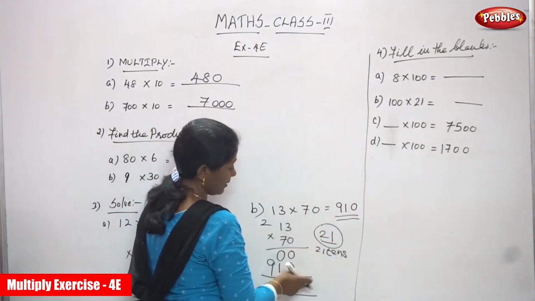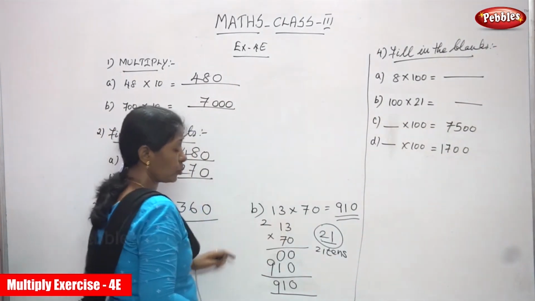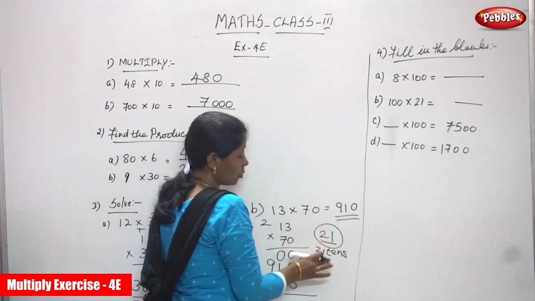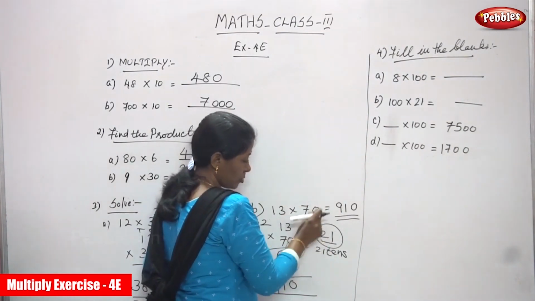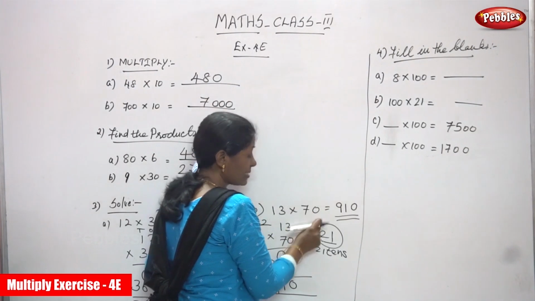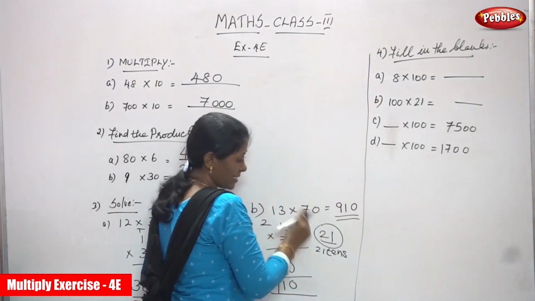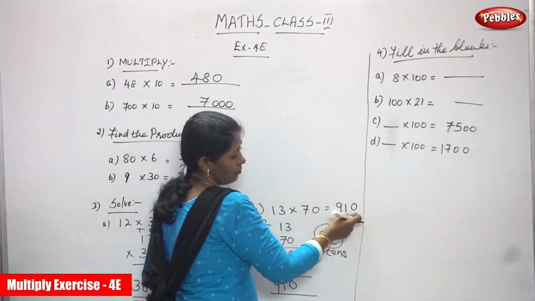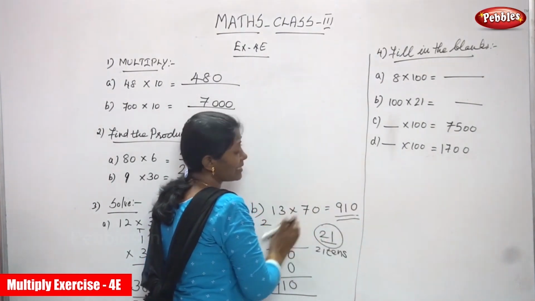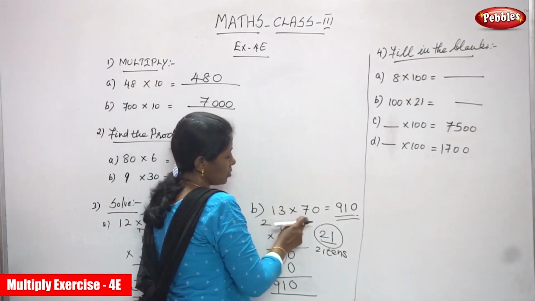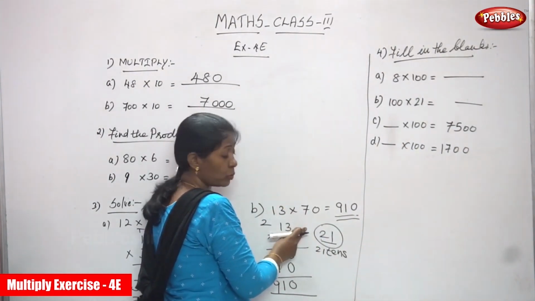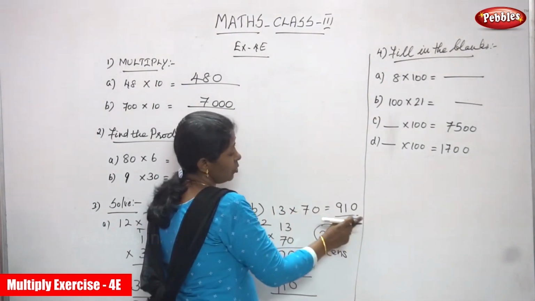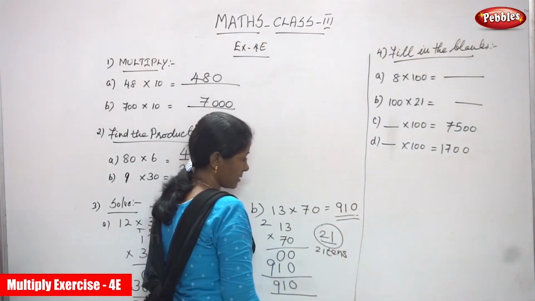So this is the simple method and this is the normal method. To multiply 13 into 70, the rule is: if you multiply by 10, see how many zeros are there. You are multiplying by 10, so only 1 zero. Write the 0 at the end, then multiply the remaining numbers. So 13 into 7, say the 7th table up to 13, the answer is 91. So 910 is the right answer.